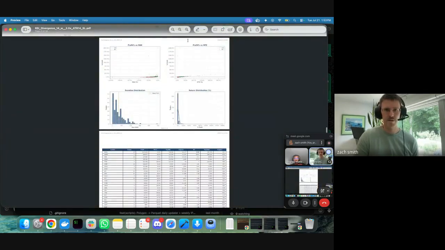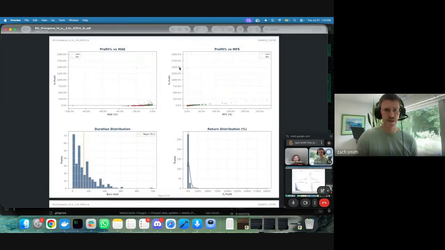Then we have profit versus MAE, MFE. This is kind of like a scatter plot, and it shows you the distribution of losses and wins, and it also shows over here as well. Can you give me the 30-second pitch on what these two show you? There's a few up here too. There's a couple that are really light. I don't know if you can catch that on the live stream.